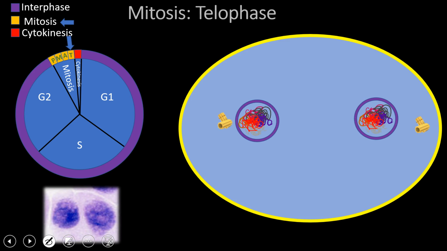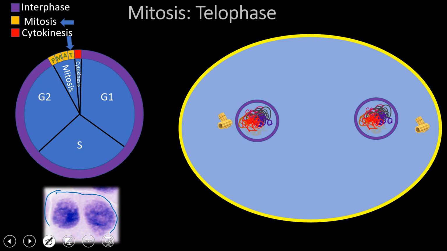And then it's going to uncoil back into chromatin. So I can see this is telophase because this is one cell. The DNA has started to decondense or uncoil back into chromatin, and the nucleus has started to reform.